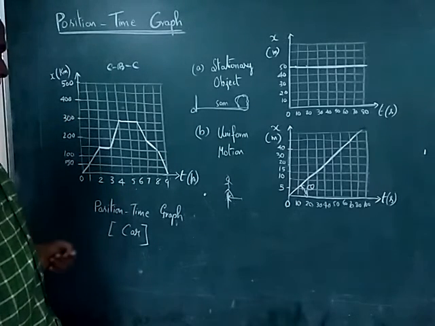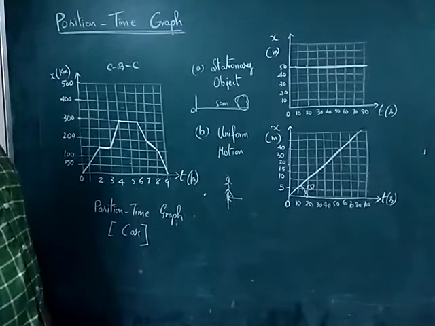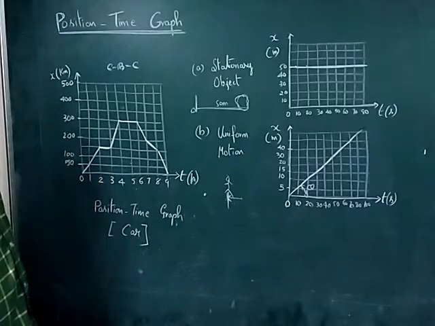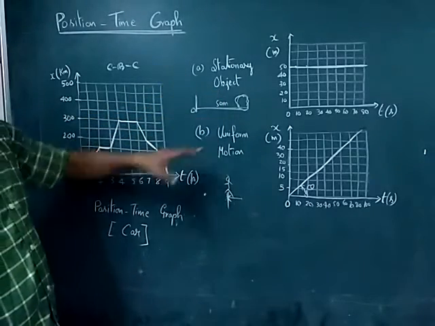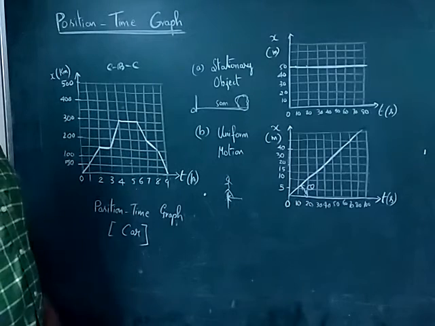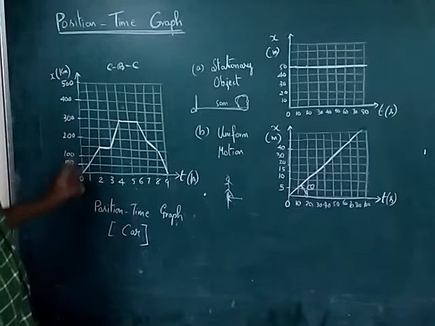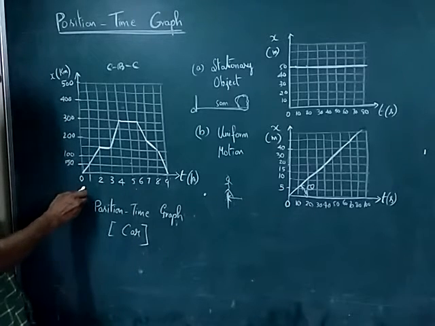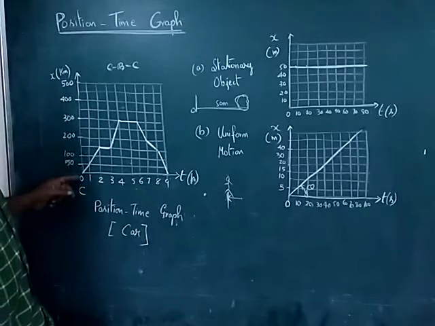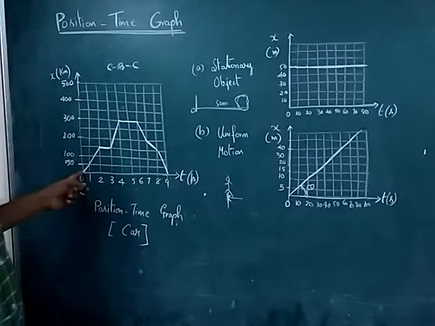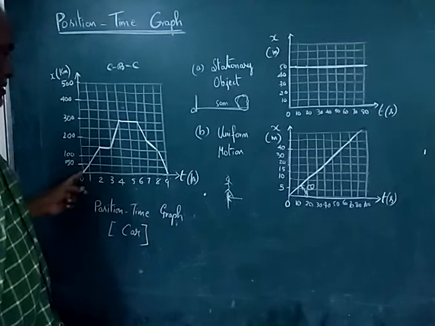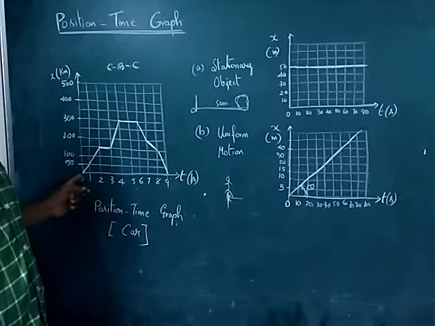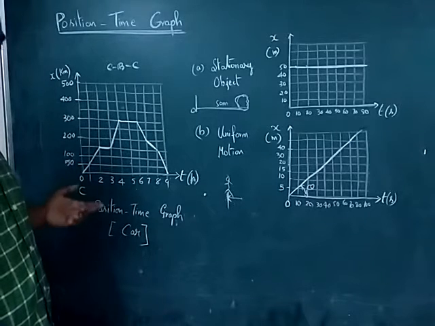So what happens is, this is a non-uniform curve, or it is not stationary also. I will explain how this graph works. Initially he starts from Chennai at 0 hour, say afternoon 12 p.m.